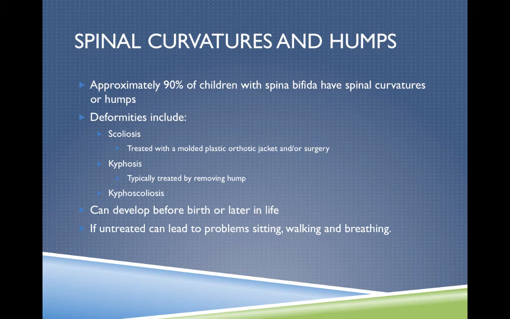Spinal curvatures and humps. Approximately 90% of children with spina bifida have spinal curvatures or humps. Deformities include scoliosis, which is spinal curvature. It is treated with a molded plastic orthotic jacket and/or surgery. Kyphosis, which is a spinal hump, is typically treated by removing the hump. And kyphoscoliosis, which is a combination of a curve and a hump. They can develop before birth or later in life, and if untreated, can lead to problems sitting, walking, and breathing.